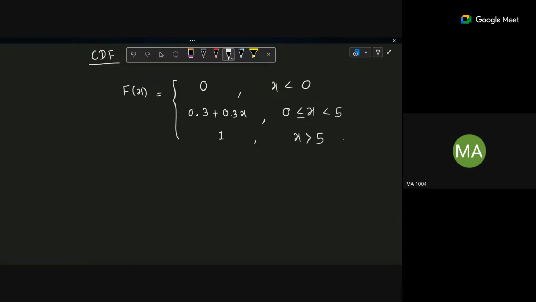From this question, I am just asking you, what is the probability at x is equal to 4? How will you go with that? Probability x is equal to 4. What will be your probability? 0. Fine.